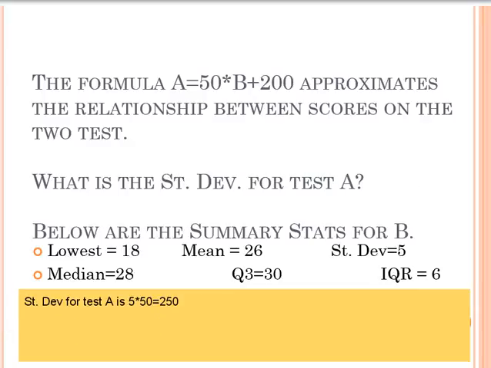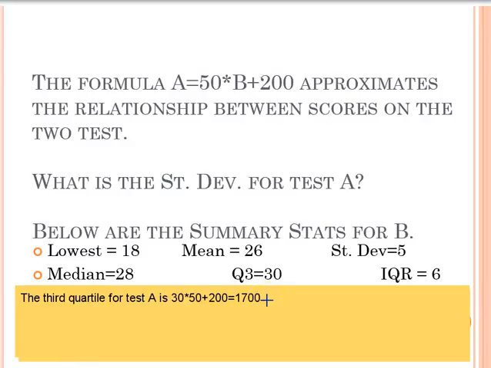Now let's look at how measures of spread change under this relationship. Remember that measures of spread are only affected by multiplication and division. They're not affected by addition and subtraction of a constant. So to find the standard deviation, which is a measure of spread for Test A, we can take the standard deviation for Test B and just multiply it by 50. We will ignore this addition or any subtraction of constants, and so the standard deviation of Test A is just going to be 250.